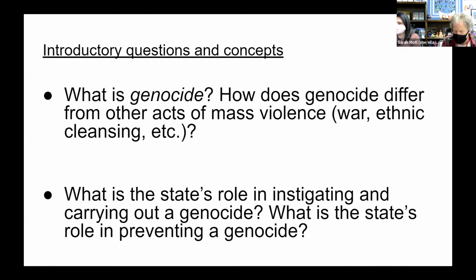To start off with the teaching, I start with more abstract concept formation. I ask the kids these questions as a way of not going right to the details of genocide. So the two questions I'm focusing on at the outset are: what is genocide, and how does genocide differ from other acts of mass violence, especially ethnic cleansing, which is pretty close to the conceptual borders of genocide? And the second one is, what is the state's role in instigating and carrying out a genocide? The state is the only institution that has the capacity to carry out a genocide effectively. And what is the state's role in preventing a genocide? Which is a difficult question.